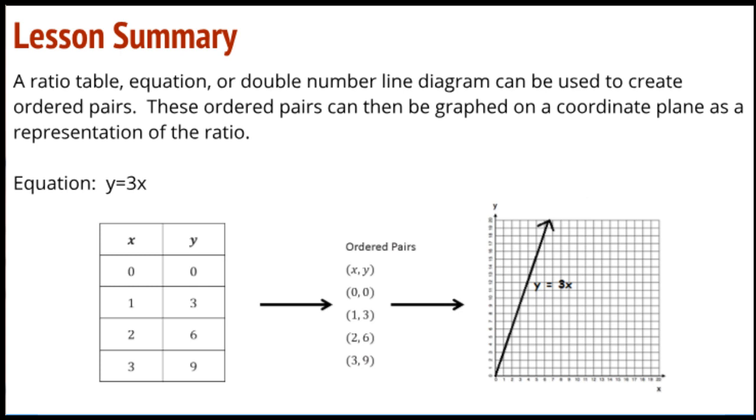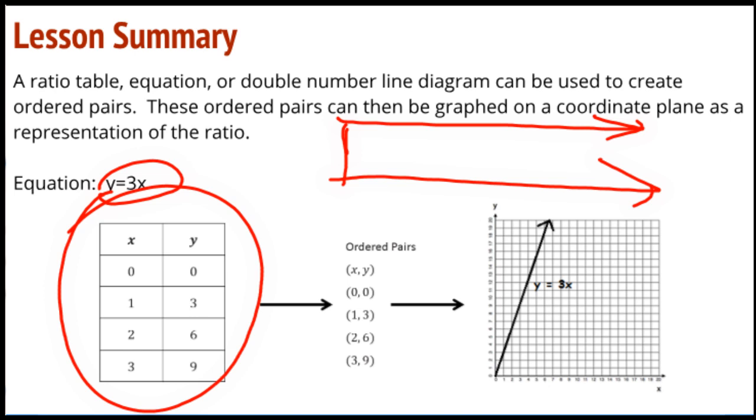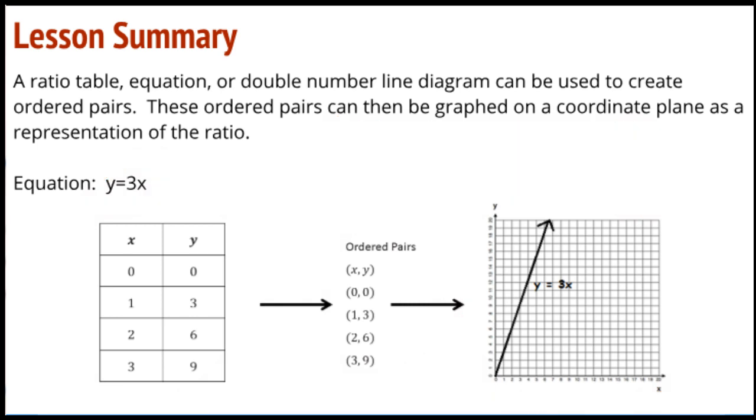All right, so lesson summary. A ratio table, equation, or double number line can be used to create ordered pairs. So we've got this equation, we've got a ratio table, and we can have a double number line. And we can take the information off of all of those and create ordered pairs. And then we can take those ordered pairs and put them on the coordinate plane and see what our information looks like. And from this, we can actually then start to answer questions, draw some conclusions.